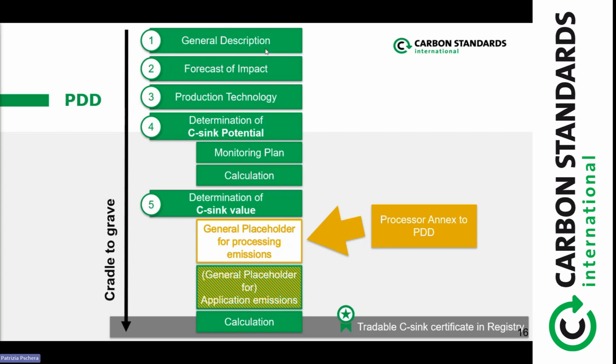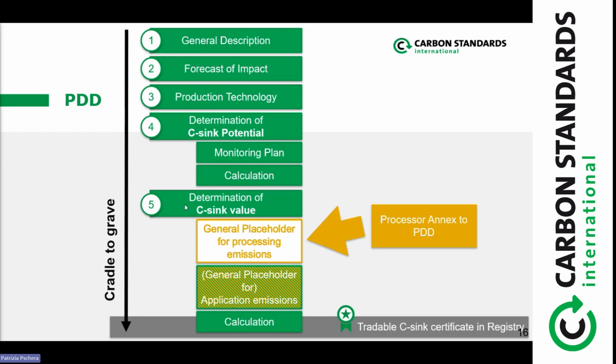And it starts with a general description. Then there is a forecast of the impact, so the amount of C Sinks that can be achieved with this project. Then there is a chapter that goes into detail about the project production technology. Then one of the important chapters, all of them are important, of course, but this one is important for the calculation part, is chapter 4, where you have the determination of the C Sink potential. So that's everything until the factory gate, with a monitoring plan and the calculations.